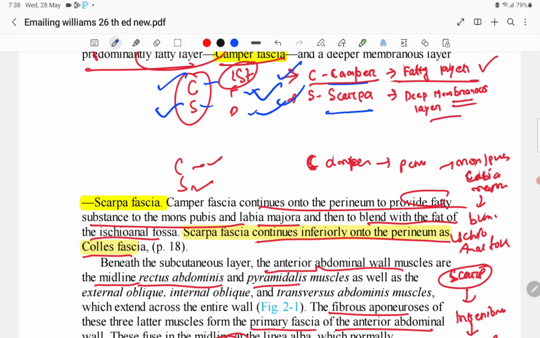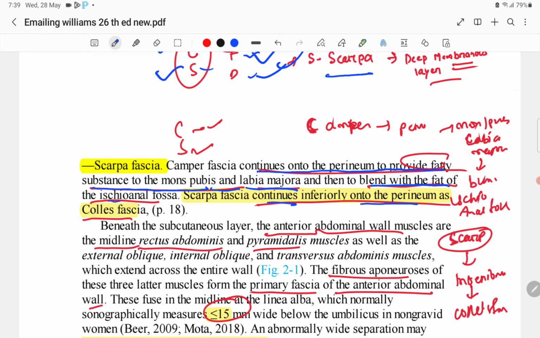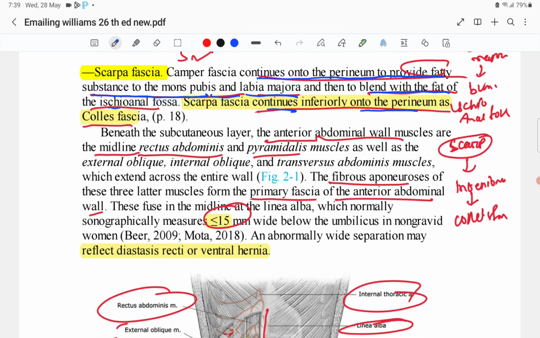Then how does the Camper fascia continue? The Camper fascia continues onto the perineum to provide fatty substance to the mons pubis. It continues downward to the perineum, to the mons pubis and the labia majora, then blends with the fat of the ischial fossa. Same thing, the Scarpa fascia continues inferiorly onto the perineum as the continuous Colles fascia. Very important, these are continuous. The Camper fascia is continuous with the fat of the ischial fossa, the mons pubis and the labia majora, and the lower part of the Scarpa fascia continues inferiorly as the Colles fascia.